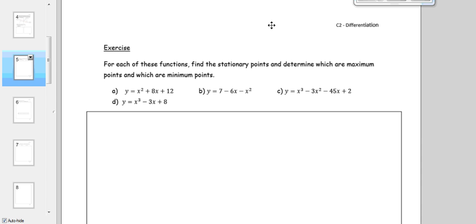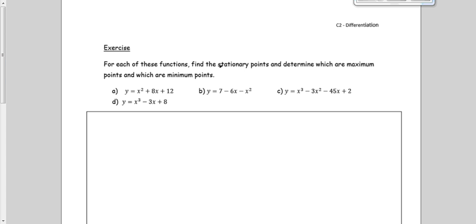C2, differentiation exercise. So here we have different equations for lines, and for each of these functions we need to find the stationary points and determine if they're maximums or minimums. So what does this term stationary point mean? Well, that means that dy by dx equals 0. So the gradient is equal to 0.